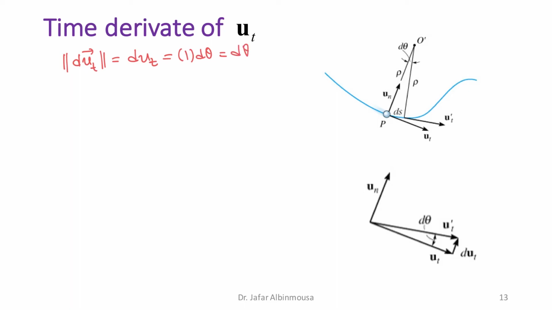Now, what if I want to express the vector du_t? Well, I need a magnitude and I need a direction. For the magnitude, I just calculated it. Its magnitude is d theta. And for that, I'm going to say that this is equal to d theta. But what is the direction? The direction is actually going to be u_n. So this is the magnitude and this is the direction.